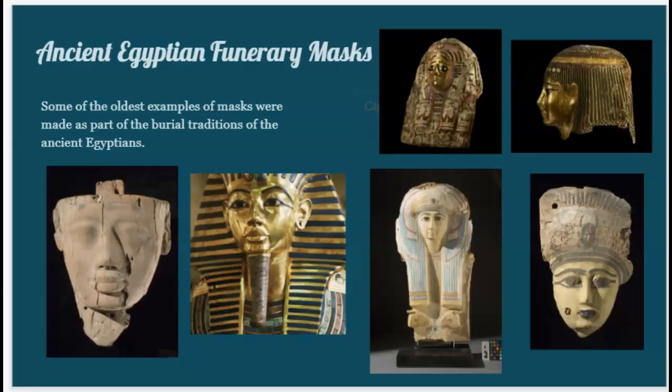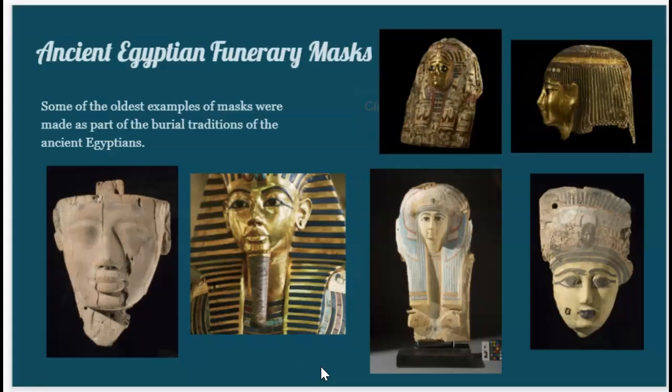In this next slide, we see some examples of Egyptian funerary masks. So some of the oldest examples of masks were made as part of the burial traditions of the ancient Egyptians. So looking at these masks, you can see some of them are made of wood. Some of them look to be carved from stone and painted. Others look like maybe made of clay and painted. And then we see this very famous one of King Tut that was golden.